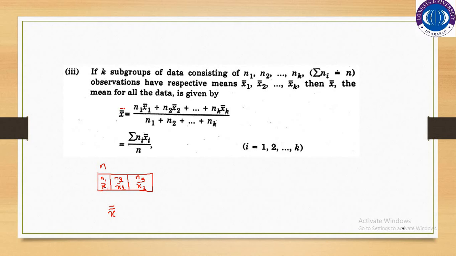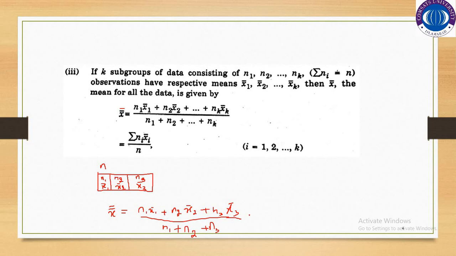So the combined mean of all these subgroups, which is usually denoted by x double bar, is equal to n1 into x bar 1 plus n2 into x bar 2 and so on. So their combined mean can be found out this way, and this could be extended into k subgroups as we have discussed in this term. Here we have taken only 3 groups to describe the whole scenario.